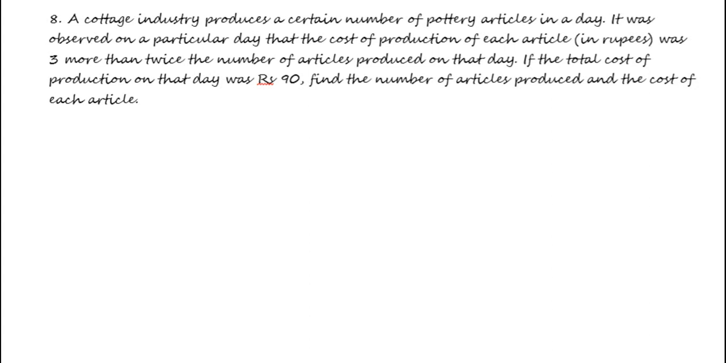Last exercise under this module. A cottage industry produces a certain number of pottery articles in a day. It was observed on a particular day that the cost of production of each article in rupees was 3 more than twice the number of articles produced on that day. If the total cost of production on that day was rupees 90, find the number of articles produced and the cost of each article.